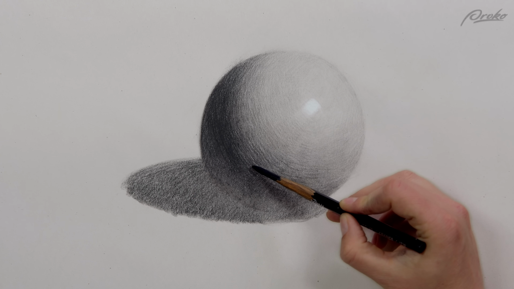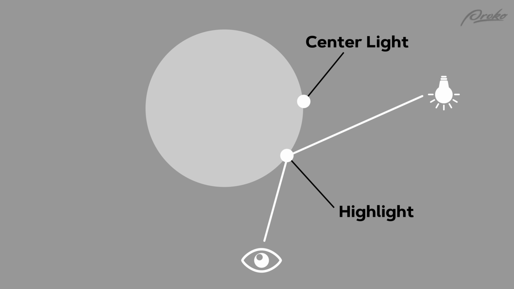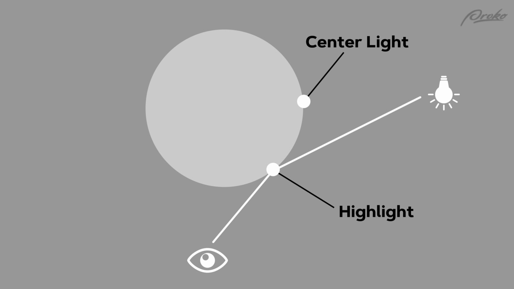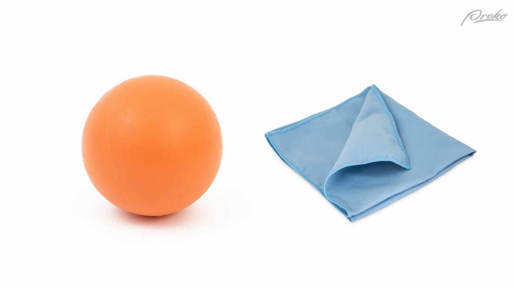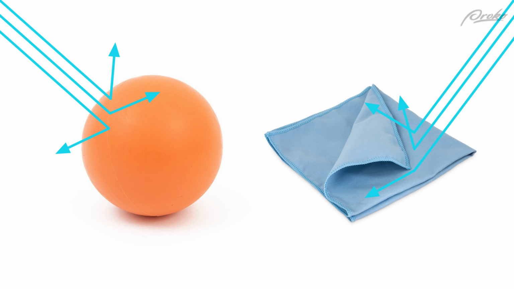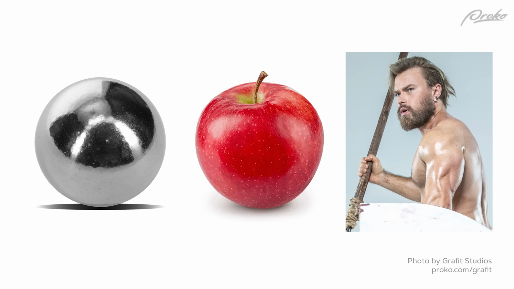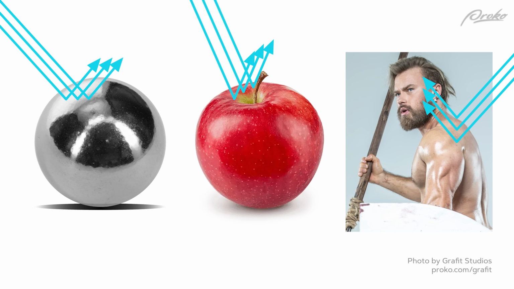Typically, it's going to be closer to the core shadow than the center light. As a rule of thumb, as we get more shadow, the highlight gets farther from the center light. Usually, it's the brightest spot on your form. Different materials interact with light in different ways. Matte surfaces like rubber or cloth are microscopically rough, so they scatter light in different directions, creating soft, diffused highlights. Shiny, glossy surfaces like metals, a clean apple, or even wet skin are microscopically smooth, so they reflect light more directly like a mirror, creating bright, crisp highlights.